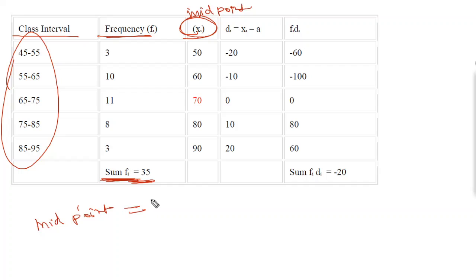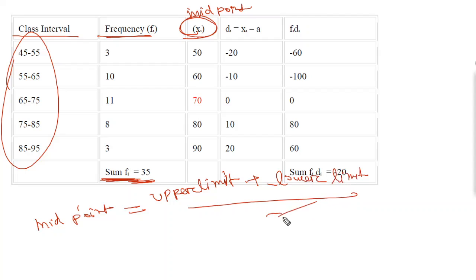equal to upper limit plus lower limit divided by 2. Okay, so 45 plus 55 divided by 2 is your 50. 55 plus 65 divided by 2 is your 60. 65 plus 75 divided by 2 will be your 70. Then 75 plus 85 divided by 2, 80, and so on.